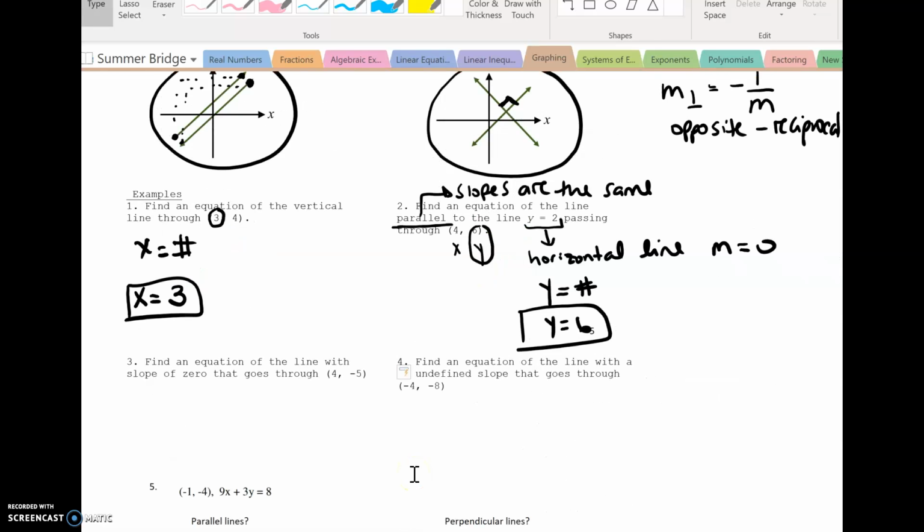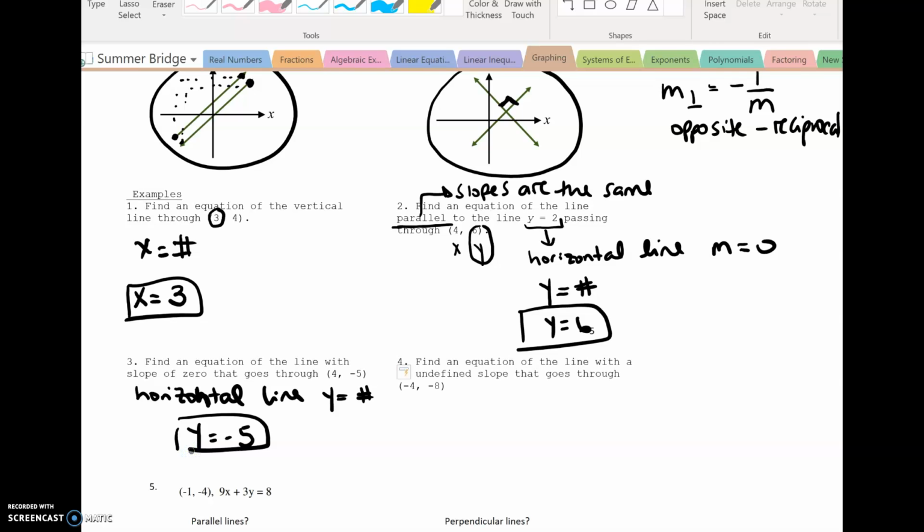Okay, so the next example doesn't really have to do anything with parallel and perpendicular lines, neither does example 4, but then we're going to come back to parallel and perpendicular lines for example 5. So for example 3, it says find the equation of a line with the slope of 0, meaning to say it's going to be a horizontal line that has the equation y equals a number. So again, we take a look at what the point is, and we look for the y value, which is -5, and that is going to be my equation.